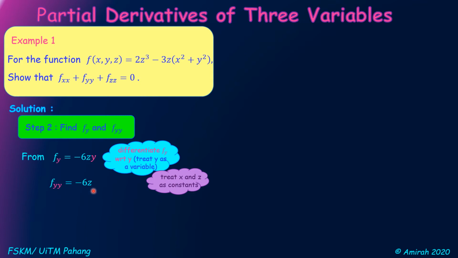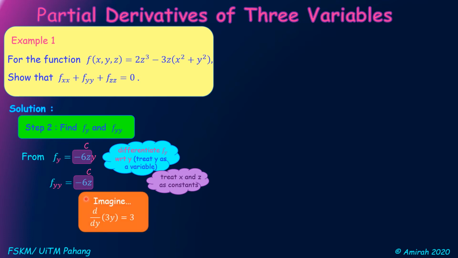Then we get the answer negative 6z. Why do we get this? Because negative 6z is a constant. Remember, we treat z as constant. So constant negative 6 times constant z equals constant. Now we have multiplication by a constant, meaning constant times variable, so we just keep the constant in front after we differentiate. Then we differentiate y, because we treat y as a variable. When we differentiate y, it equals 1. So it means we have multiplied by 1 here.